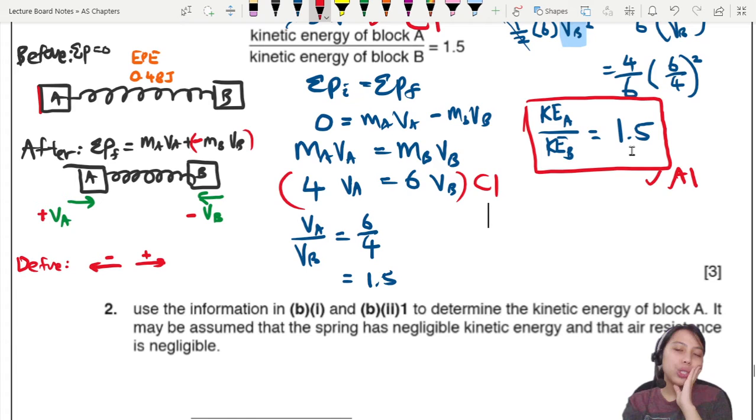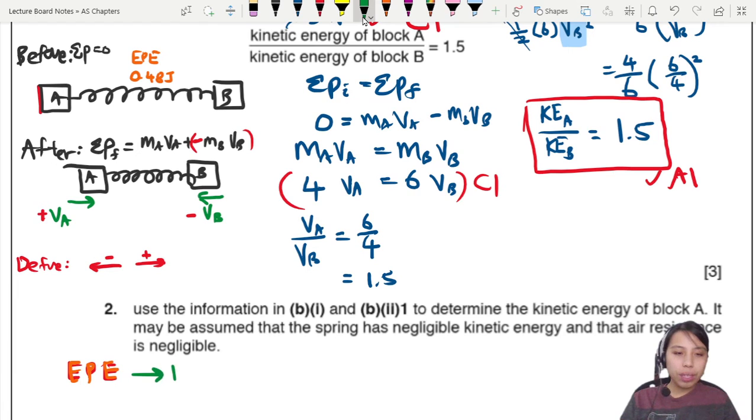So we only know the ratio of KE. We don't really know the exact KE. How do we start? The previous section told us that EPE is 0.48. Then once you let go, that 0.48 will all become kinetic energy. So that's a big hint. So all the EPE that you have in the beginning is converted into the kinetic energy of block A and the kinetic energy of block B as well. So we can from there write our equation already.